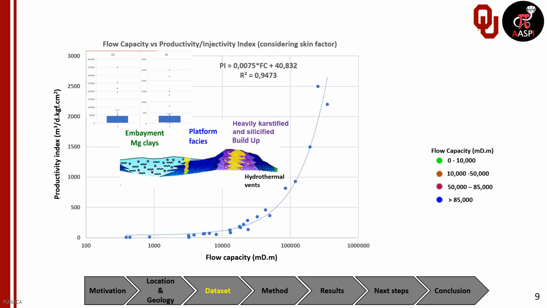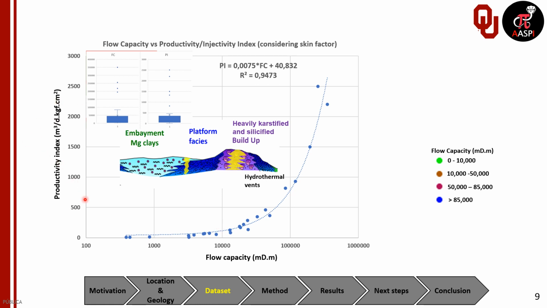Okay, so this is the well test data from the Meadow field, from the Barra Velha Formation. All values here are related to the well test data. So this is the flow capacity from the well tests, from the DST, drill stem test, and this is the productivity index.